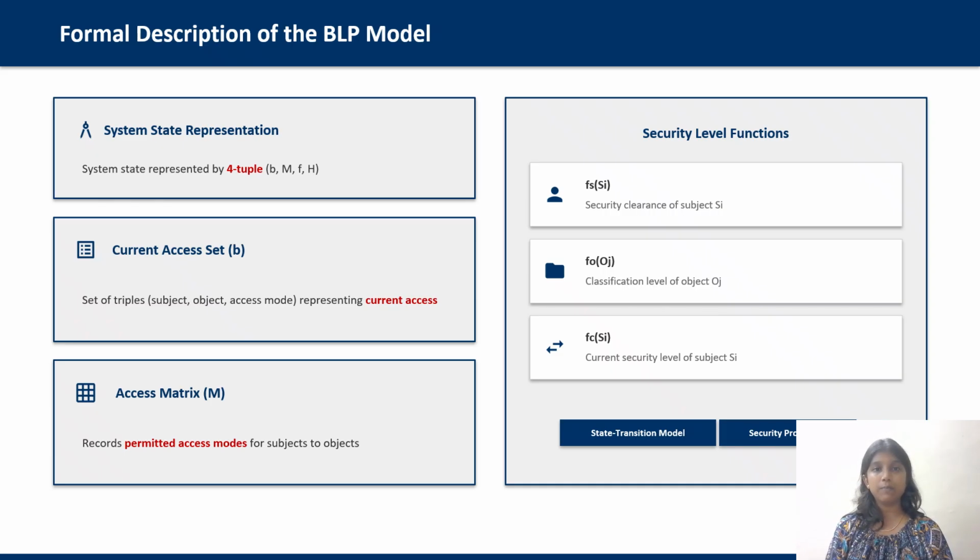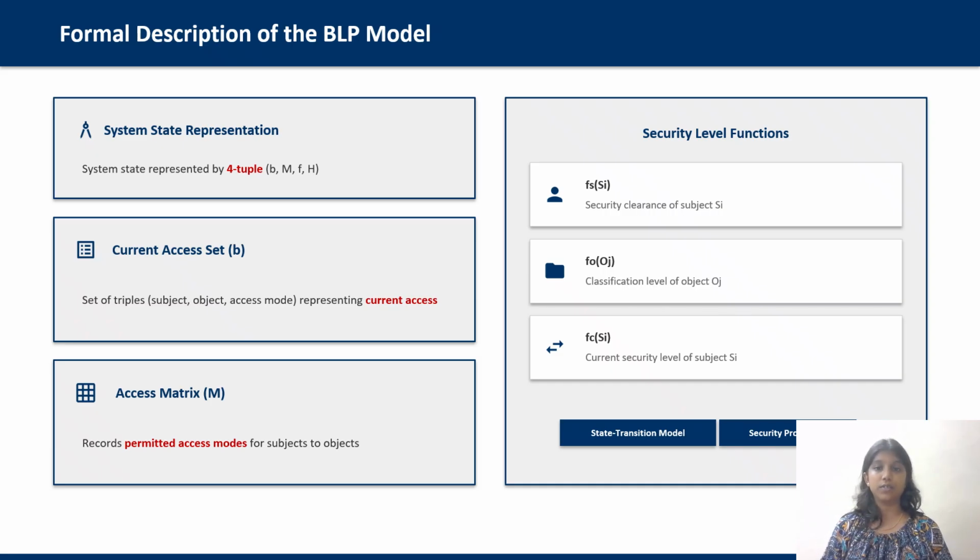So the description of the BLP model states that the system state is represented by four tuples. Four tuples in the sense of four elements: b, M, f and h. The current access set b, which we already saw, is a set of triples: subject, object and access mode, representing the current access of the user, whether the file is accessible or not. Then comes the access matrix M. It records the permitted access modes for subjects and objects.